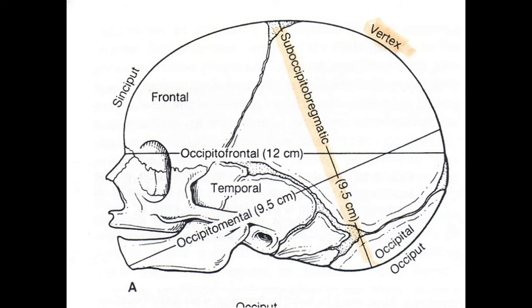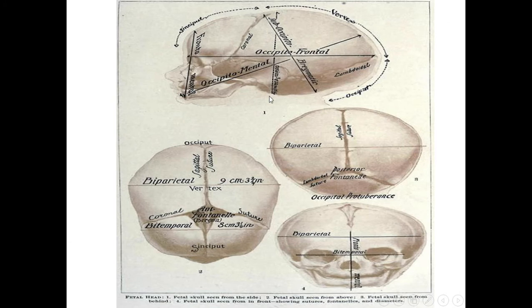The last diameter is the bimastoid diameter, from the anterior end of the mastoid process to the other mastoid process. It is 7.5 cm, because it is the lowest diameter to which the fetal head can be reduced during crushing of the fetal head during destructive operation of the baby. So we can reduce the fetal head to less than the bimastoid diameter. So we have biparietal 9.5, subparietal-supraparietal 9 cm, bitemporal 8 cm, and bimastoid 7.5. This is the transverse diameter.